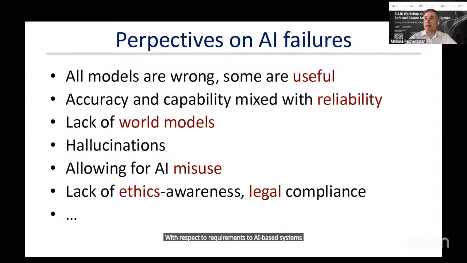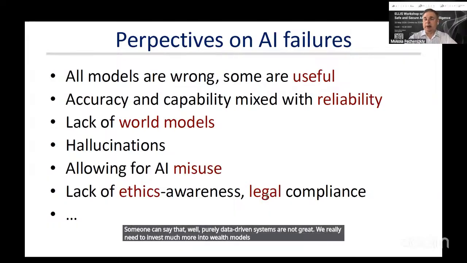Someone can say that while purely data-driven systems are not great, we really need to invest much more into world models. We need to think what is the root of hallucinations and whether we can address them, how to disallow AI misuse, and so on and so forth. Please go ahead.